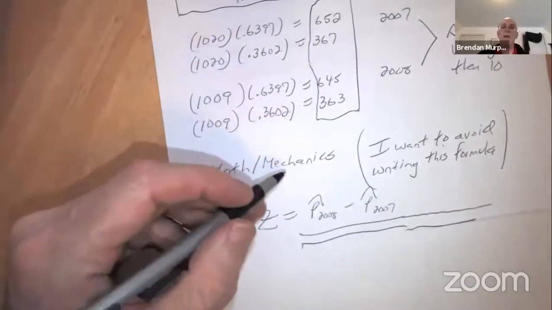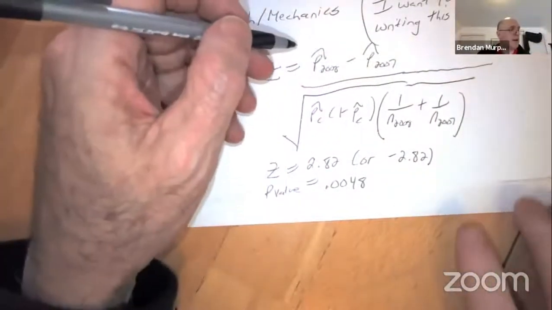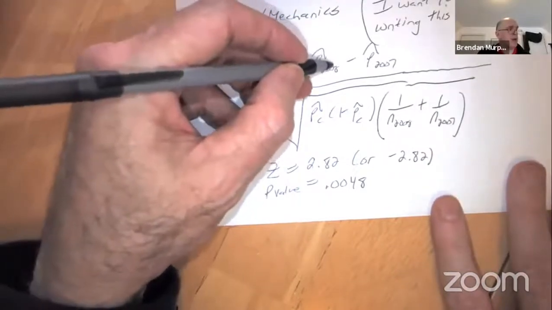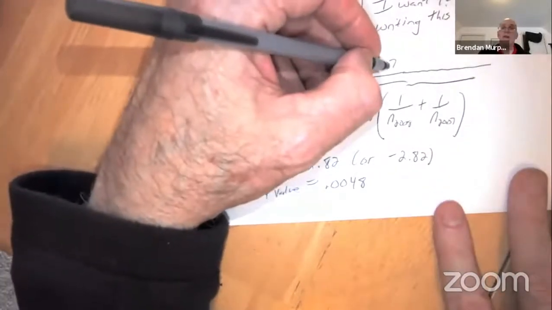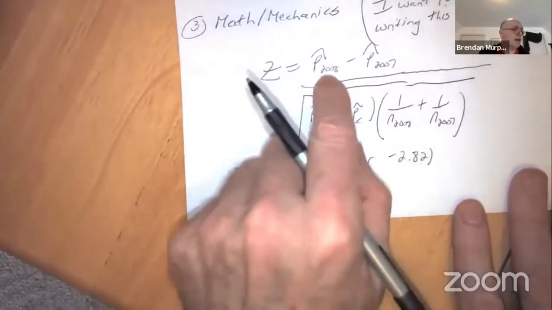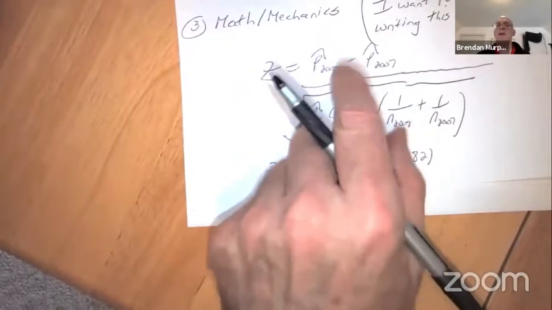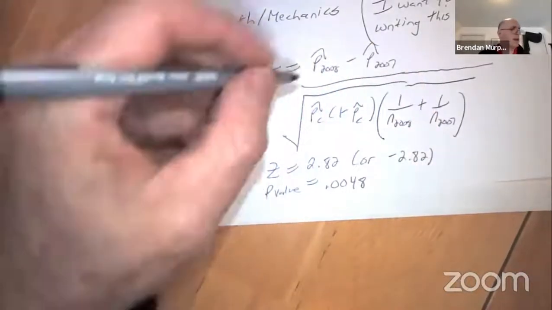So now I need to do some math and mechanics. You can see I've written out the formula here for two sample hypothesis test. Z equals p hat 2008 minus p hat 2007. You could have subtracted the other way, but I think this number was bigger than that number, and I don't like negative numbers, so it doesn't really matter how you do that.